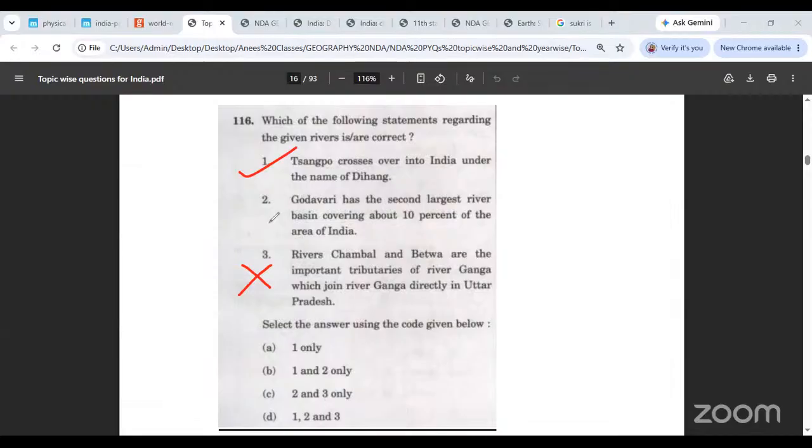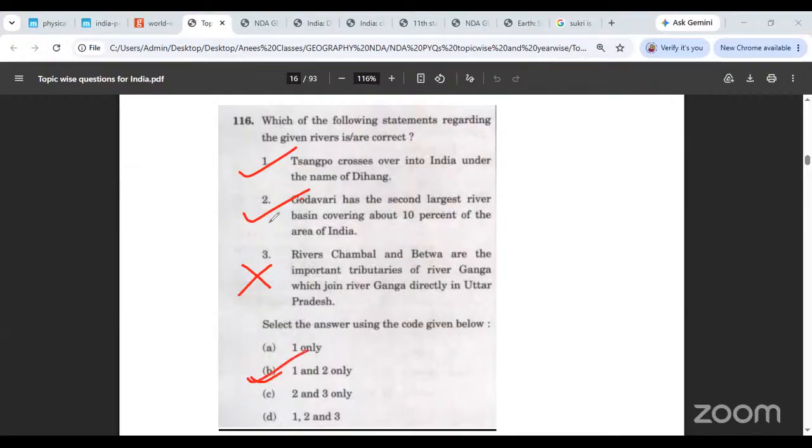So we know that Yarlang Sangpo or Sangpo, meaning the Brahmaputra, does cross into India in the name of Dihang or Siang, and then उसके बाद it will receive the confluence of Dibang and Lohit, and then उसके बाद वो ब्रह्मपुत्र जानी जाएगी. तो ये first statement सही है. Godavari has the second largest river basin. Yes, that is also correct. Almost 9.9, 9.8 ऐसा कुछ है उसका ये area. So clearly you can say it is 10% of area of India. So we'll go with statements one and two.